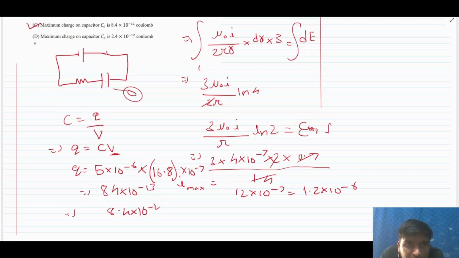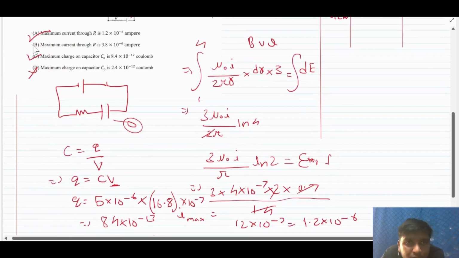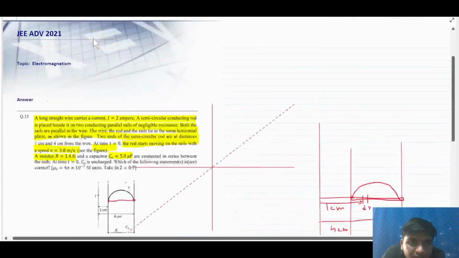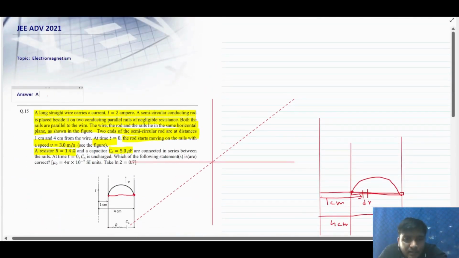So our option C also matches, and option D is incorrect, and option B is also incorrect. Let me write the answers, that is A and C. Thank you everyone.